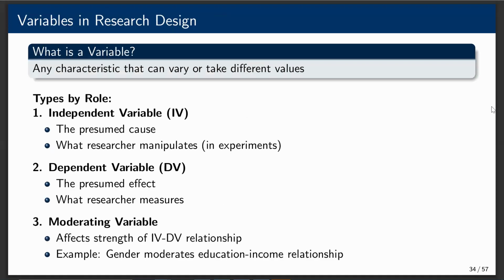Now, variables in research design. What is a variable? Any characteristic that can vary or take different values. So that is basically a variable. So, types by role: independent variable, the presumed cause, what the researcher manipulates in experiments. The dependent variable, that is DV, the presumed effect.